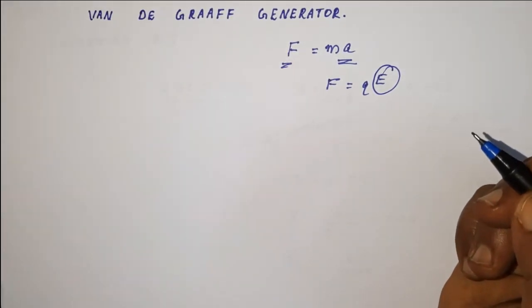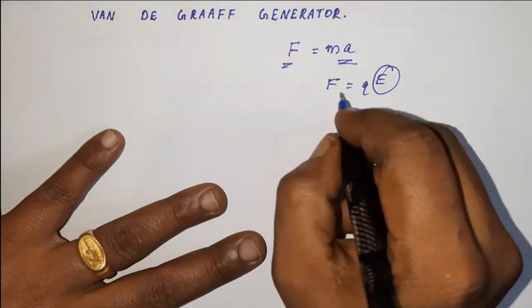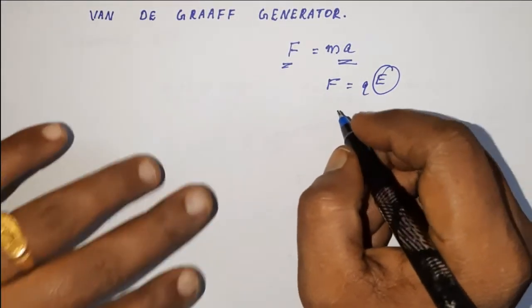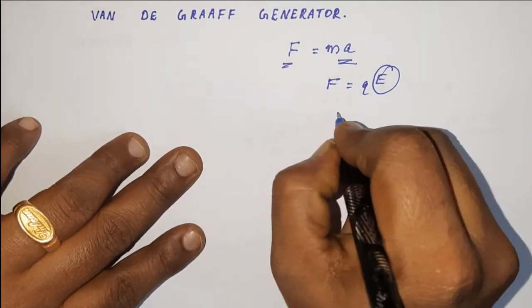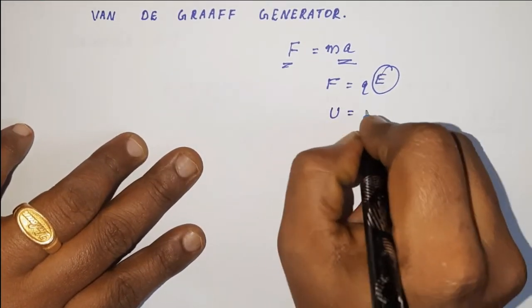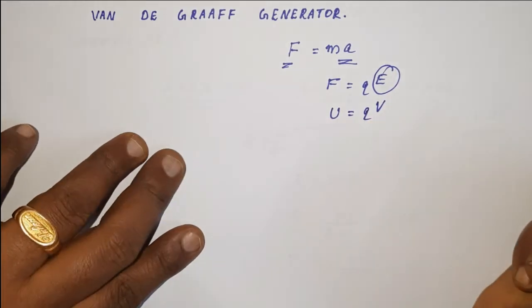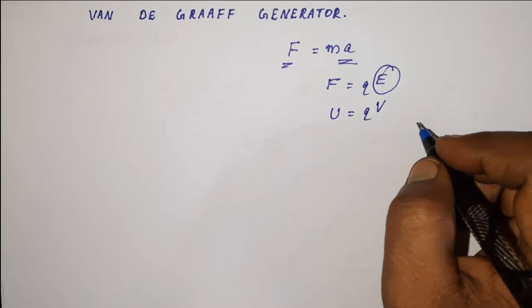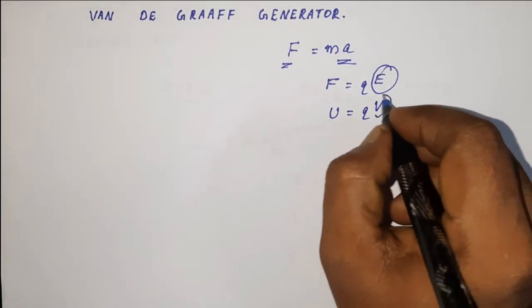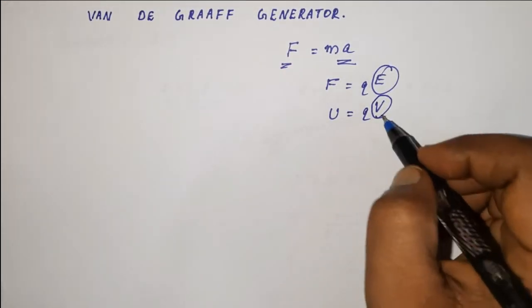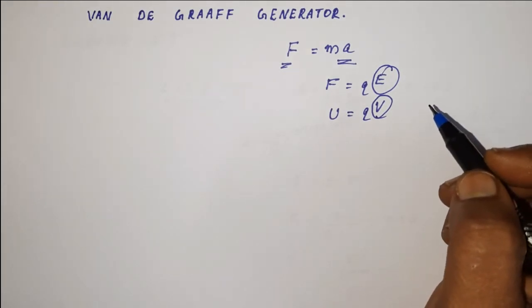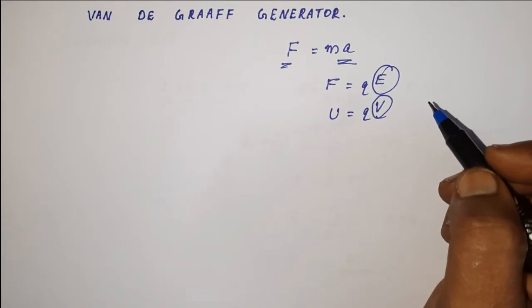You can say the same in terms of potential also, because to have more speed means it should have more kinetic energy. How can we give that energy? U is equal to QV, because this energy will get manifested as the kinetic energy. So you have to produce high potential. In both ways, to accelerate a charged particle, you need either high potential or high electric field.